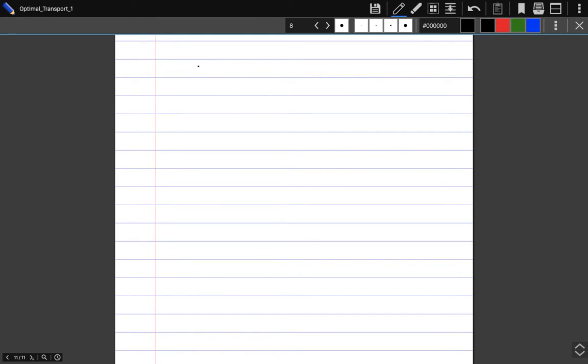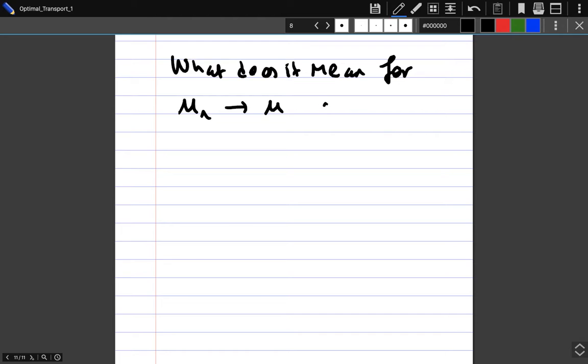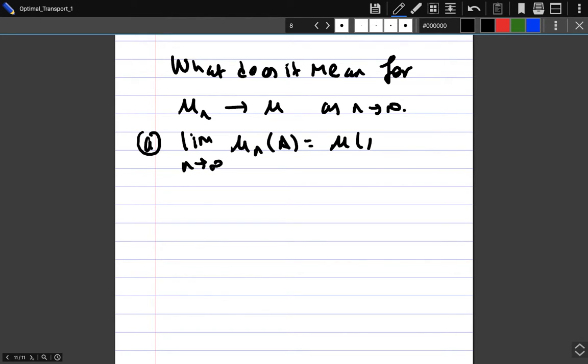It's a very abstract concept, and let's try to make some guesses. So what does it mean for a sequence of measures mu n to converge to mu as n goes to infinity? And so you can guess, perhaps try to come up with some definitions, and these are some natural definitions that you might try.